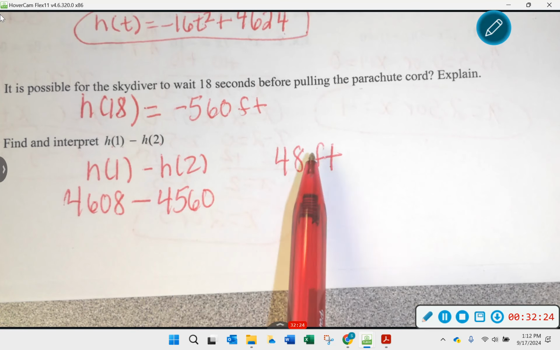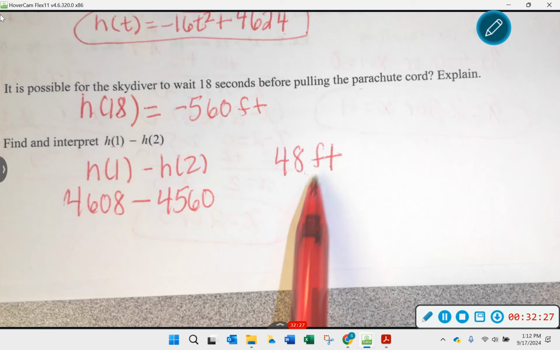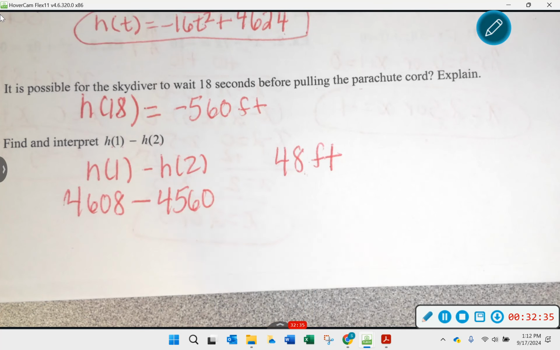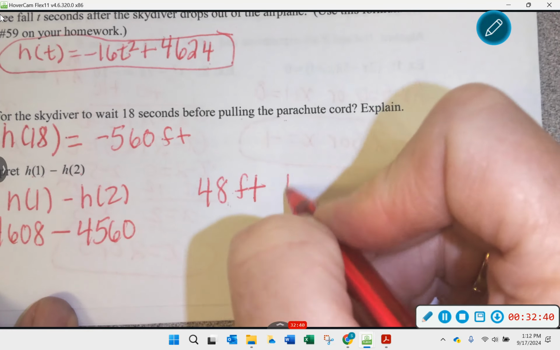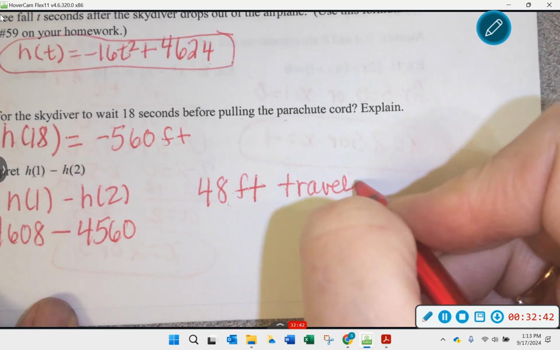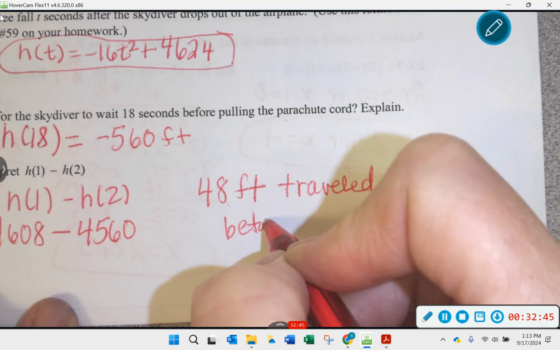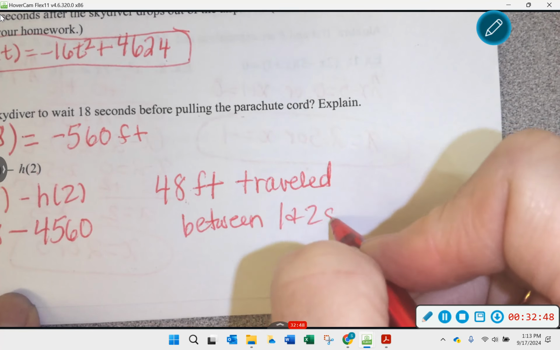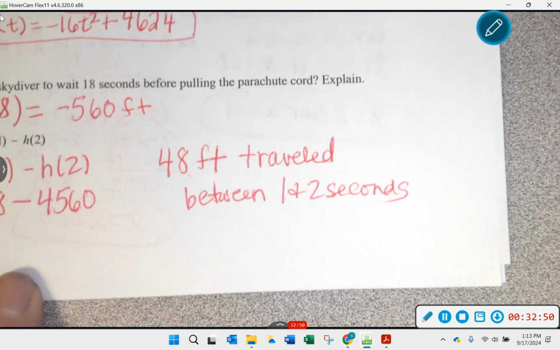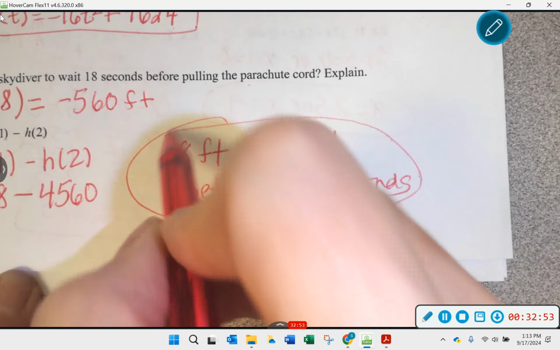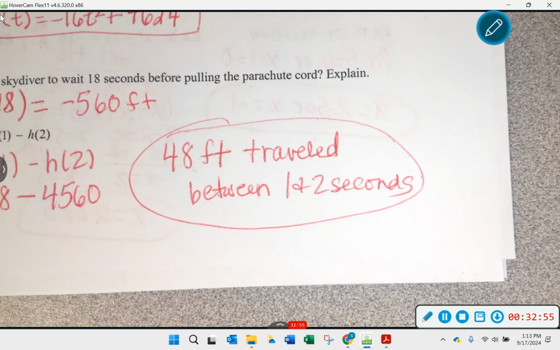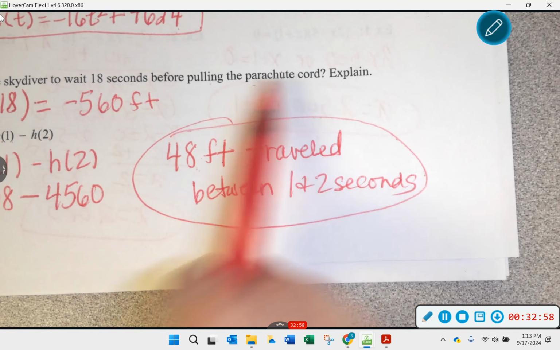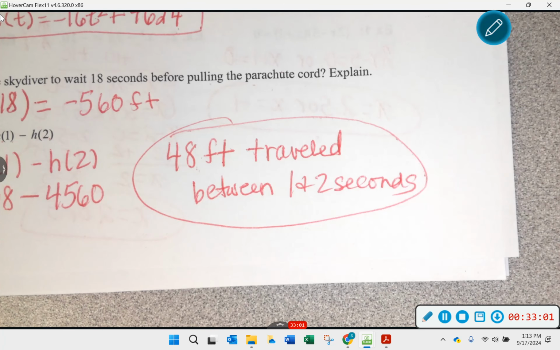So we found the answer, but what does that really mean? What does that answer mean? Anybody know what it means in terms of, yeah, what do you think? Awesome. I love it. So 48 feet traveled between 1 and 2 seconds. And I'm sure that's important information. You kind of want to know where you are and when you should have the parachute cord going and everything else.